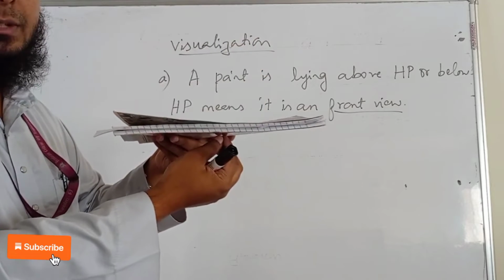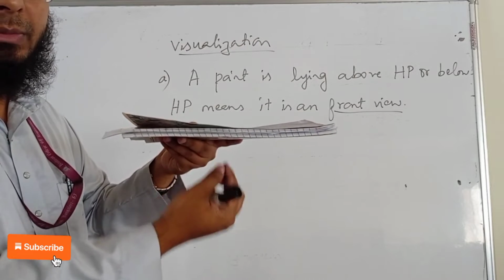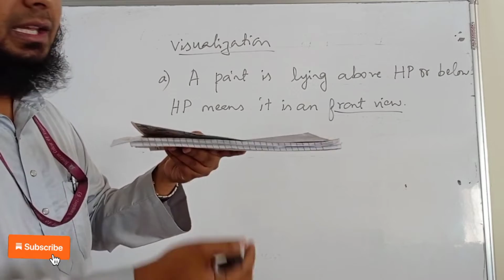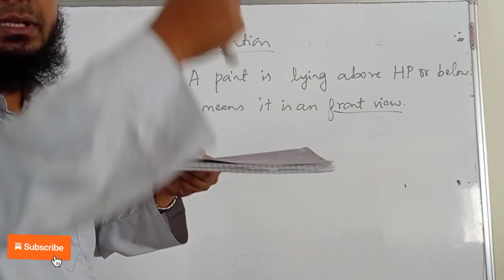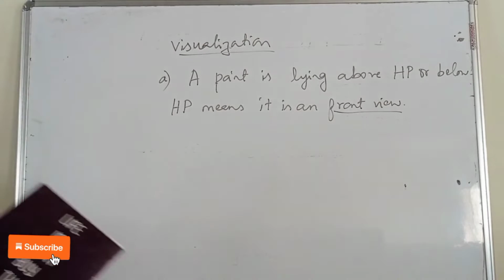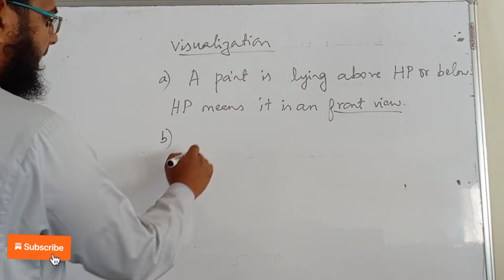Similarly, if a point is below HP, how much below it is, say 100 mm, 50 mm, or 20 mm, how far it is from it, can be seen only from the front view. That's why if any point is lying above HP or below HP, it means it is a front view, okay. So understood. Now similarly we can write it for the second one.